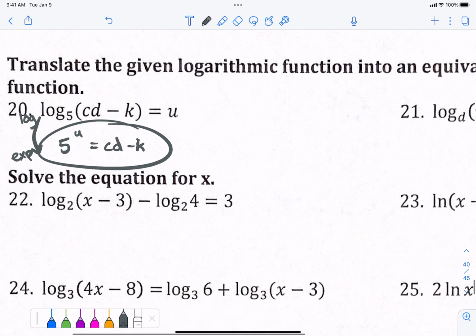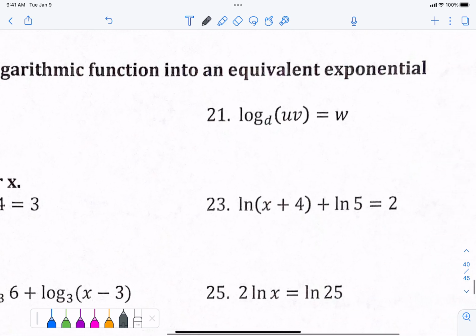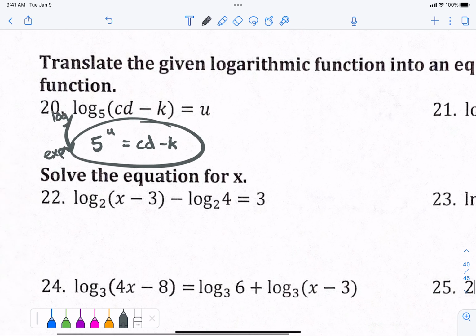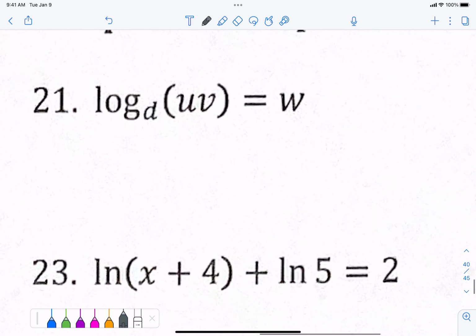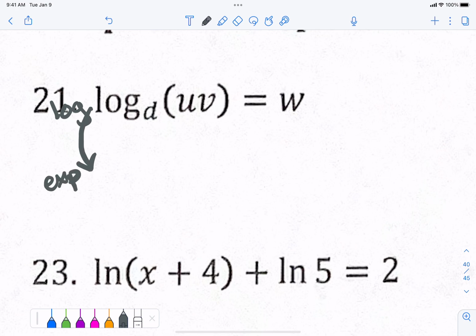Okay, 20. I don't know why this is in a different section, maybe just because the bases are not 10s and e's. I don't know. 21. This is a log. We have to make it an exponential function again. So what's the base? D. D to the w equals uv. That's it.